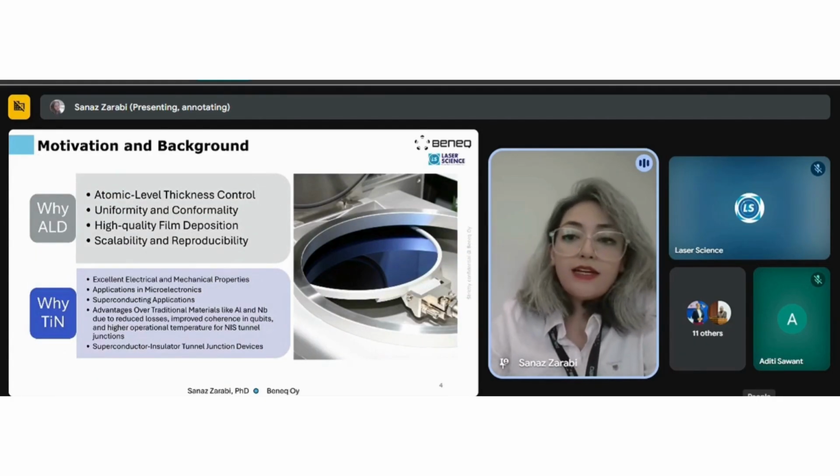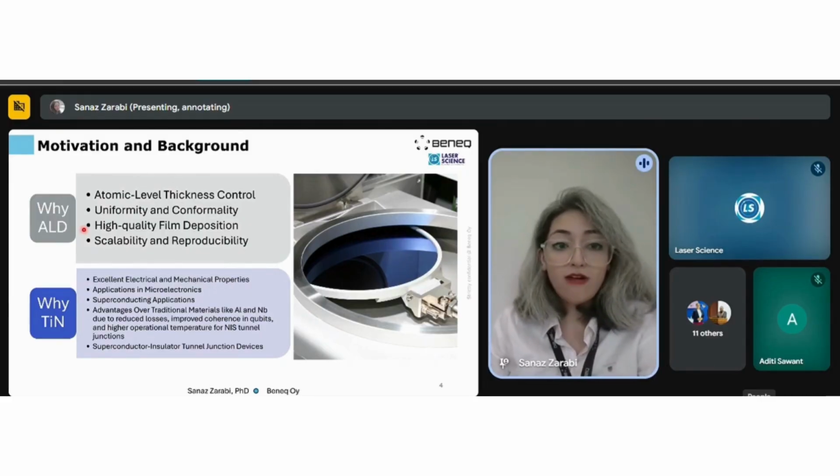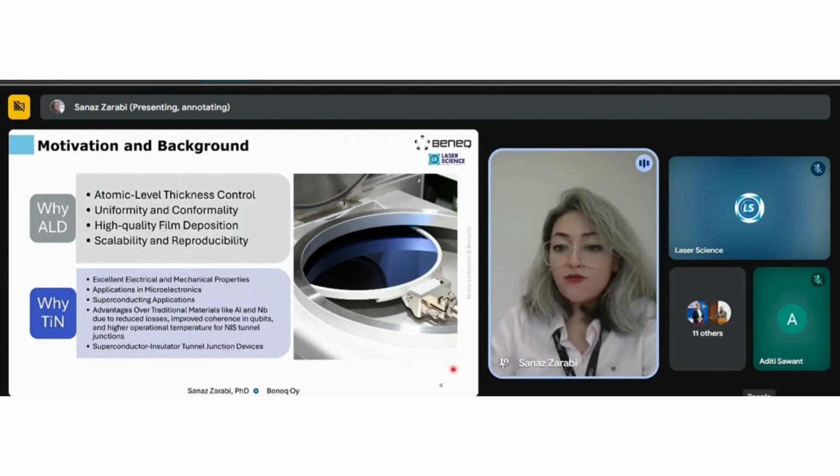ALD enables atomic level thickness control, uniformity and conformality, along with high quality thin film deposition, which is scalable and reproducible. Now, let's focus on one specific material, titanium nitride, or TiN. It has a high chemical and thermal stability, making it robust for various applications.